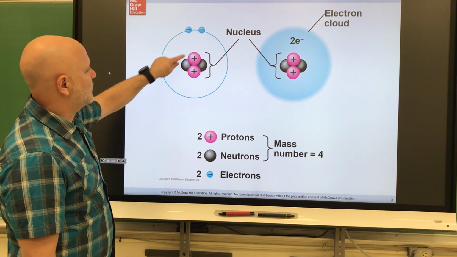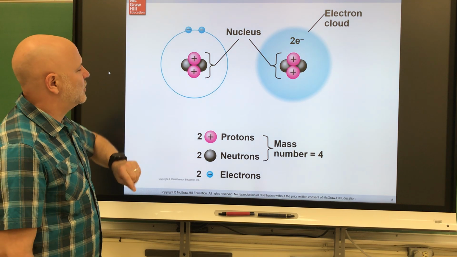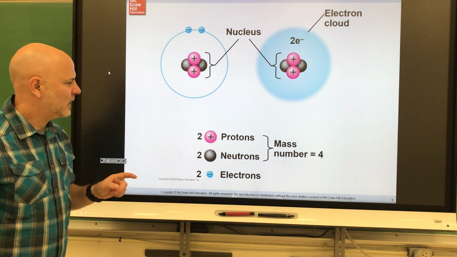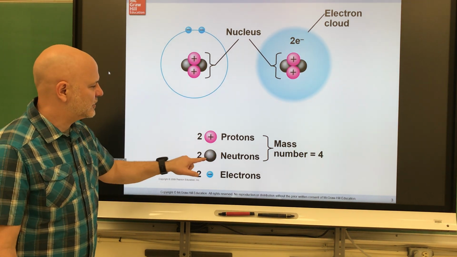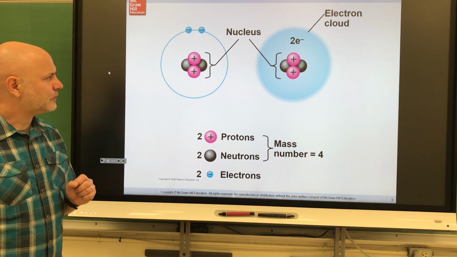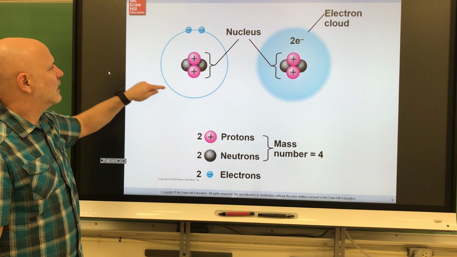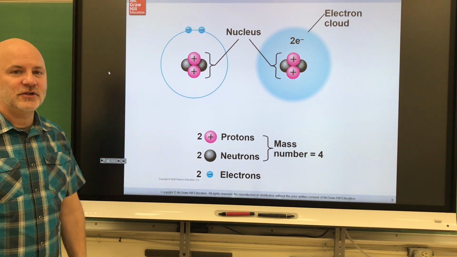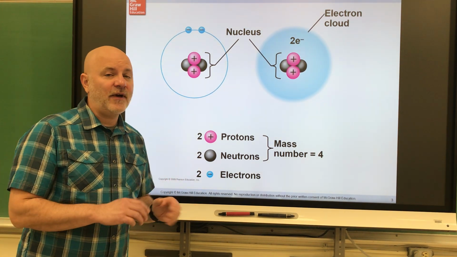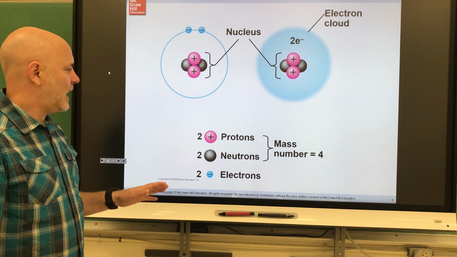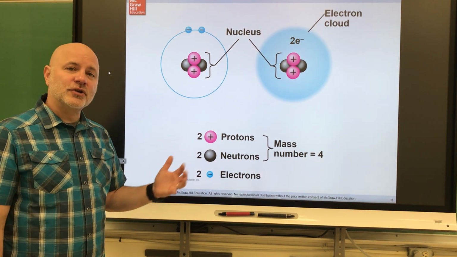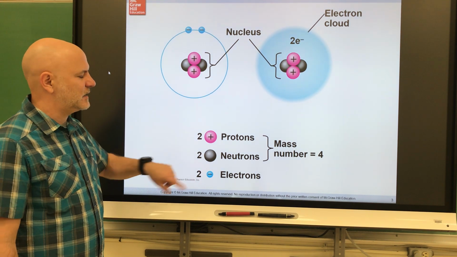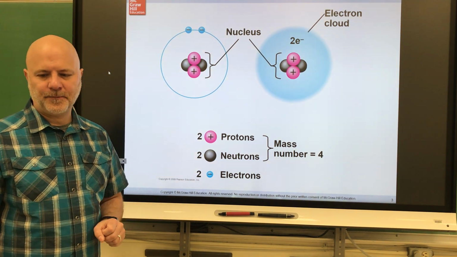The nucleus is a central portion of the atom, and within the nucleus we can find protons, and protons are positively charged subatomic particles. Also found in the nucleus are neutrons, which are neutral subatomic particles. Then flying around the nucleus are electrons, and electrons are negatively charged subatomic particles. They're not found within the nucleus. Now, an electrically neutral atom will have the same number of protons and electrons. So those positive charges and negative charges will cancel each other out.